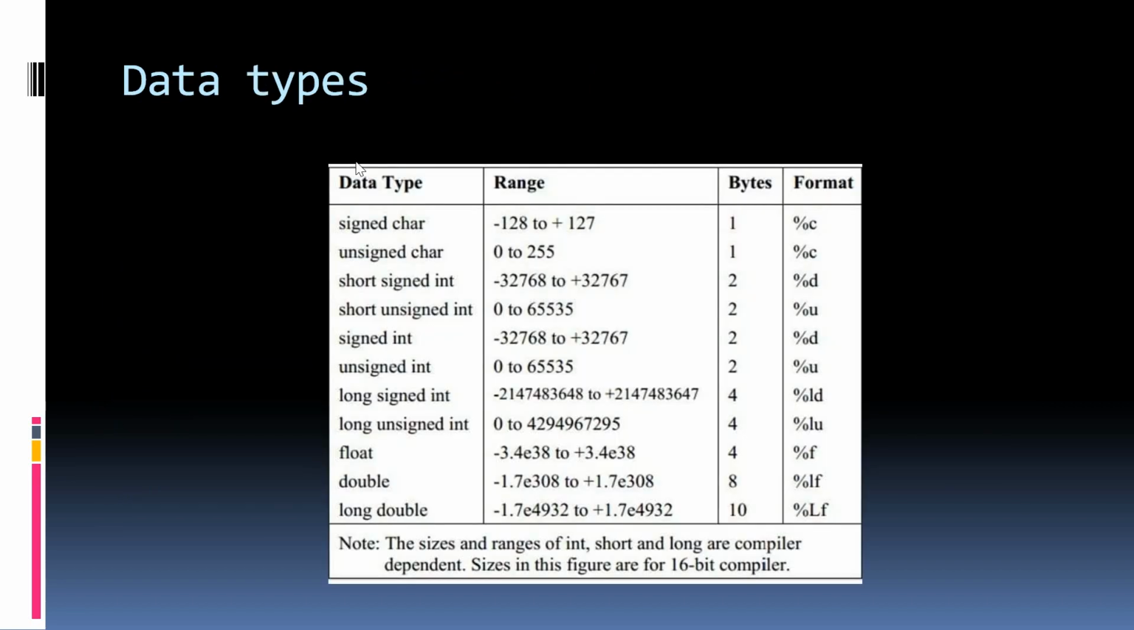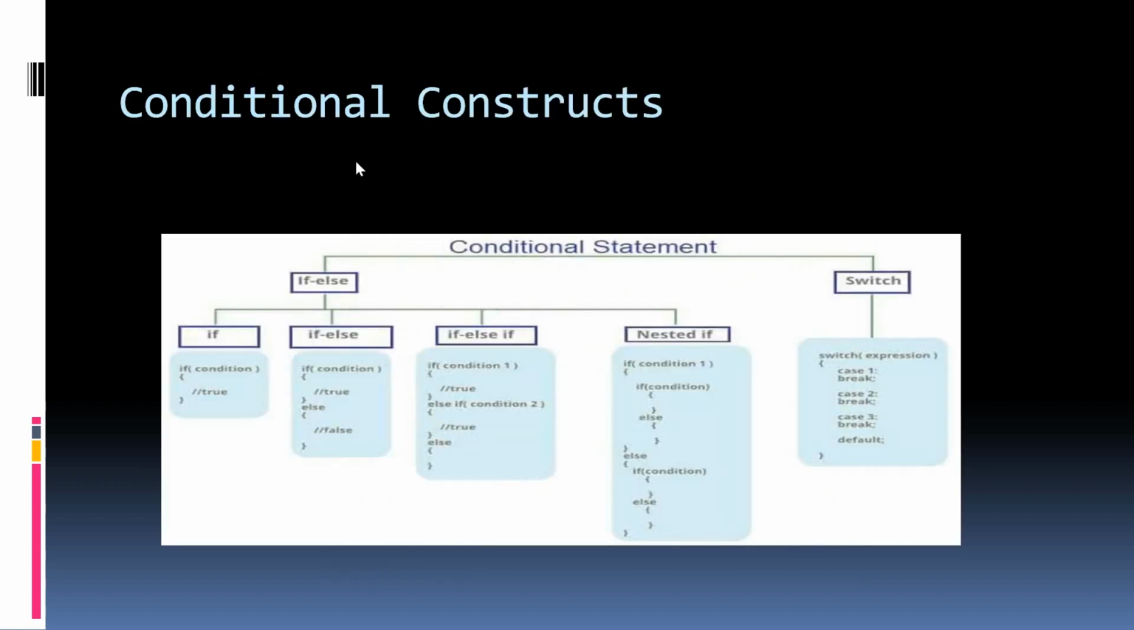And then see data types. There are many data types. For example, signed char, unsigned char, short signed int, short unsigned int, long, float, double. All these are data types.